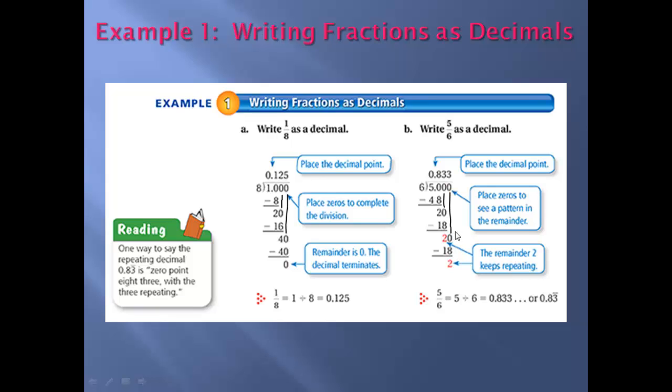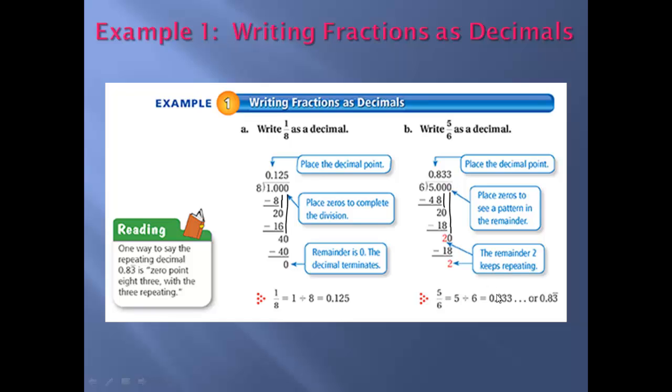Now 6 goes into 20 3 times, and 3 times 6 is 18. When you subtract, you get 2. You should notice now that each time we're subtracting, we're getting 2, and then we're adding a 0, bringing it down, which gives us 20. Since this is continuing to happen, it's going to tell us that the 3 is going to repeat.